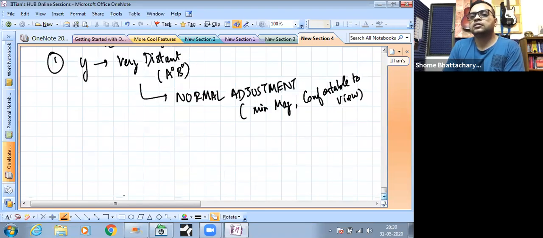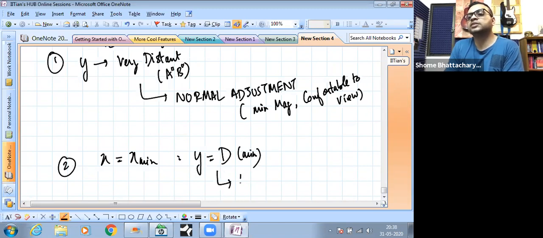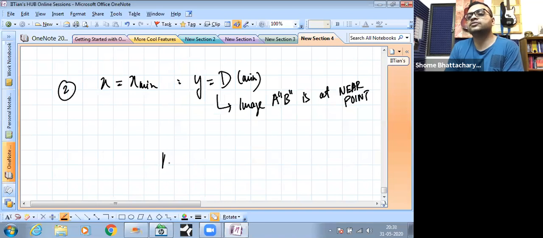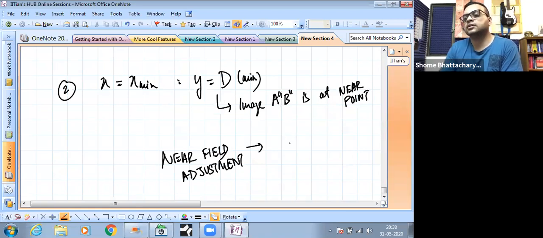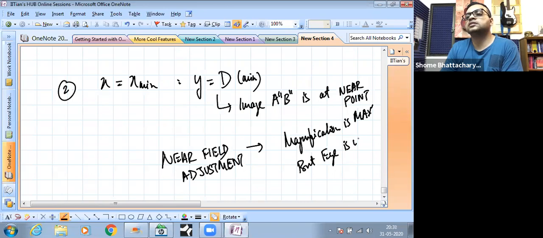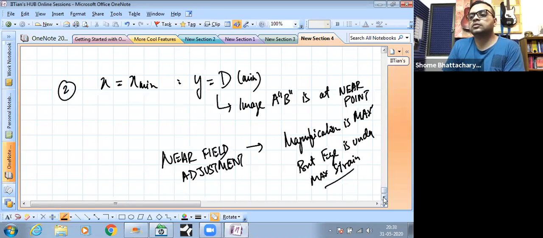Whereas on the other hand, if you put x to the minimum possible value, y is the minimum possible value, which is capital D. Okay. So this is when the image A double prime, B double prime is at the near point of the eye. That is called the near field adjustment, at which the magnification is maximum, but the eye is under maximum strain also. Okay. So anyway, let's see both of these cases separately now.